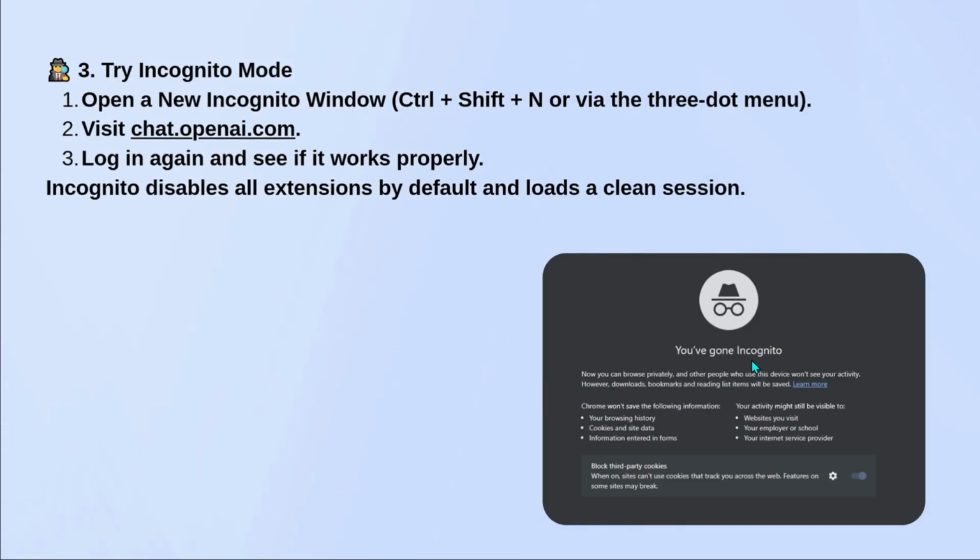That opens a clean session with no extensions. In Chrome, press Ctrl plus Shift plus N. Go to chat.openai.com. Log in and see if it works there.